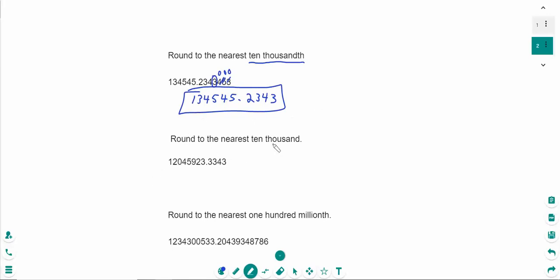So they want you to round to the nearest 10,000 now. Notice you really got to watch out for these THs. This is a 10,000th. This one does not have a TH, so we know we're to the left of the decimal. So go ahead and try this one on your own, and then we'll do it together.